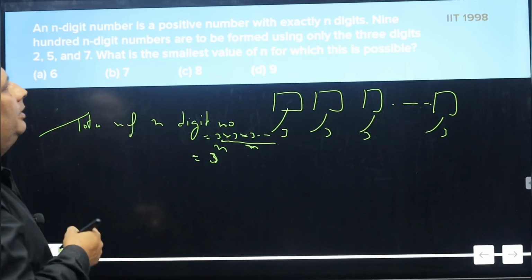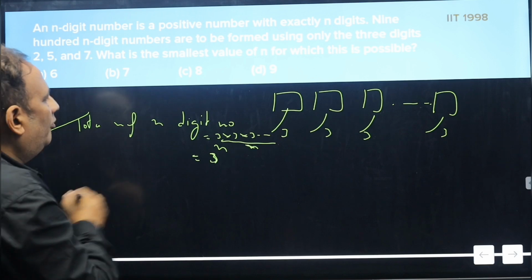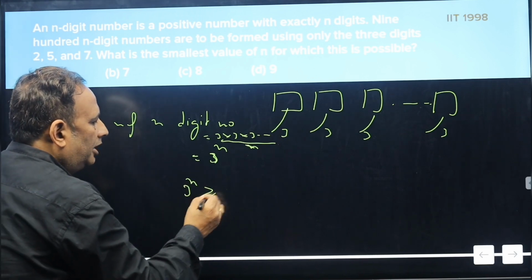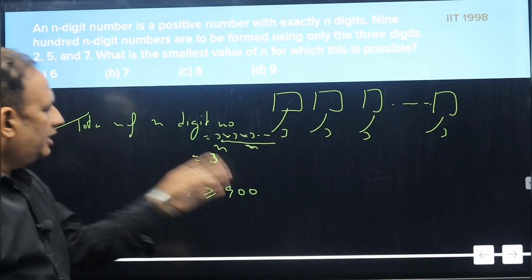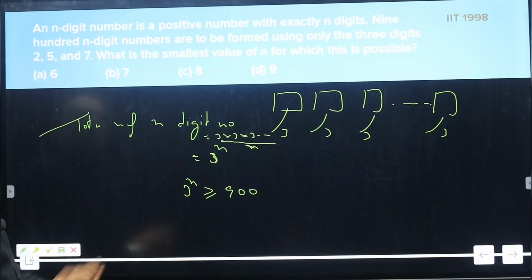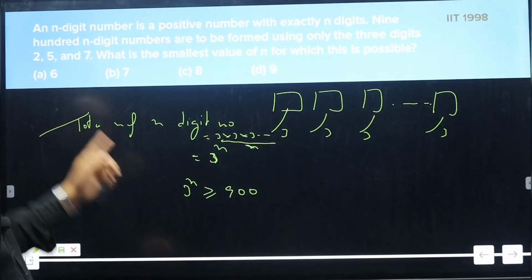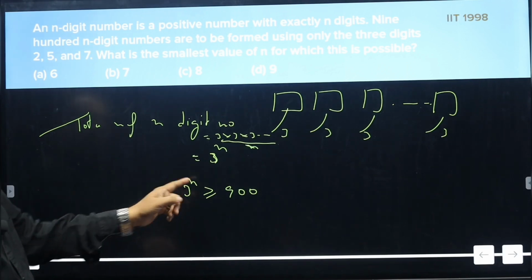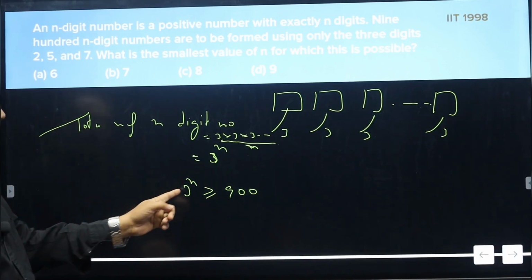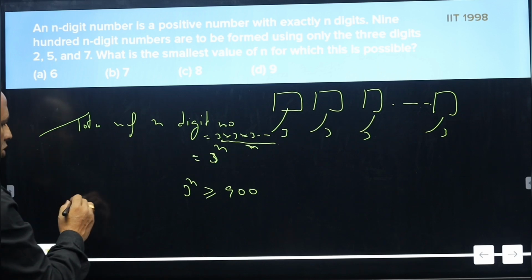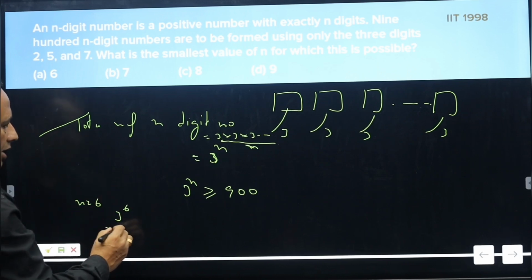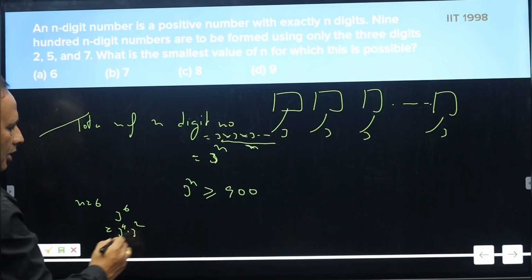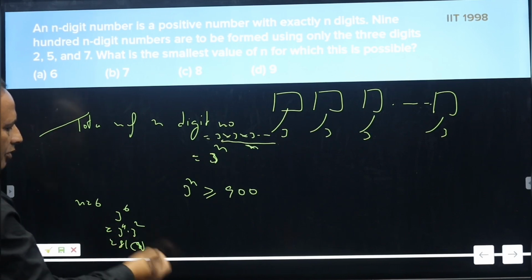But here they are saying that 900 n digit numbers are to be formed, means 3 to the power n should be greater than or equal to 900. We can put any value of n which makes it greater than or equal to 900, but we have to find the smallest value of n for which it is possible. So let's try 6. 3 to the power 4 is 81, and 3 squared is 9. For n equal to 6, 3 to the power 6 is 3 to the power 4 times 3 to the power 2, so that is 81 into 9, so 729.